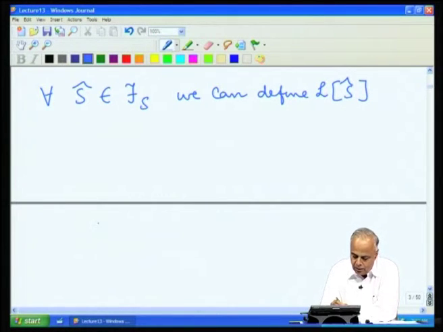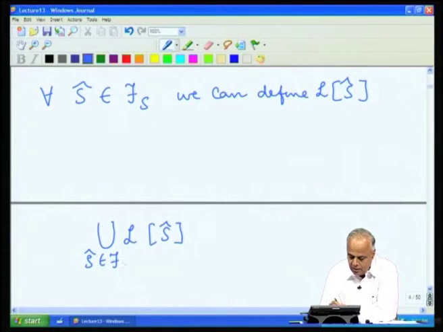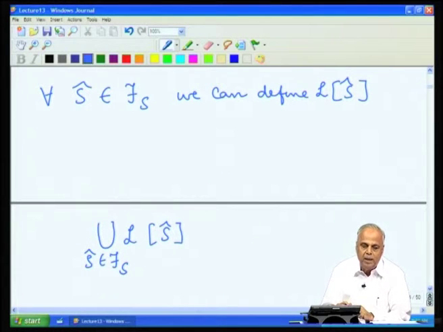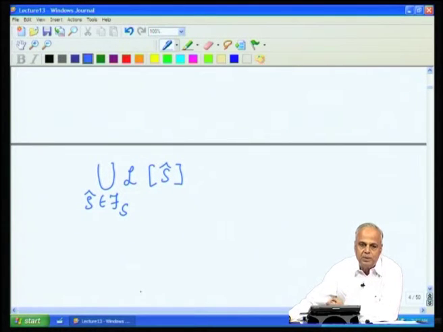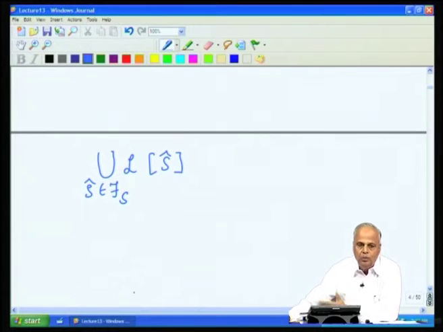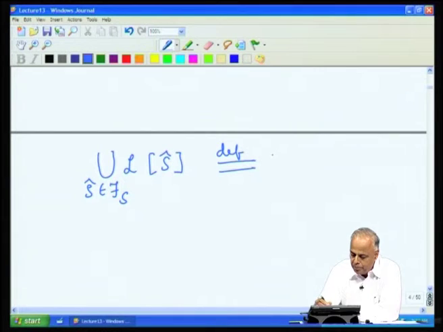So, we get the union of all the L(S hat), where S hat is in F(S), that is the collection of all subspaces spanned by all finite subsets of S. So, we take every possible finite subset of S and generate the L(S hat) corresponding to this and take the union of all these possibilities, we get a huge collection of vectors. We define this to be L(S).